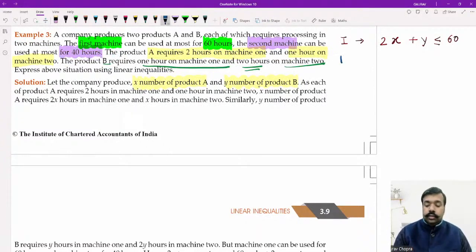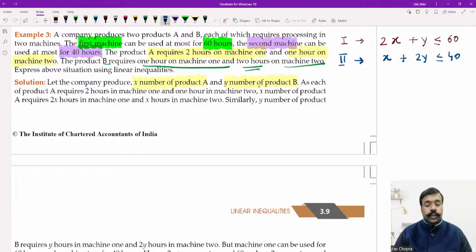Similarly, we can form the second one also. For machine 2, product A requires 1 hour on machine 2, so we can write x, and product B requires how much? 2 hours on machine 2, so we can write 2y. And the total time available with machine 2 is 40 hours. So x plus 2y is less than or equal to 40.